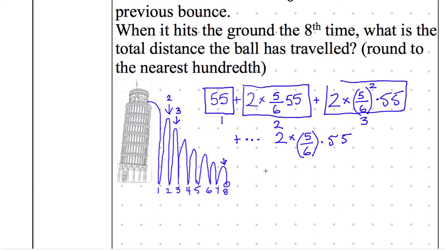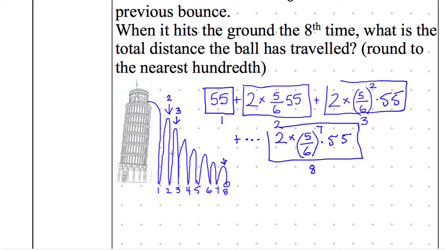Daisy, what do you think? What power should it be? Notice that for the second term, it was the power of 1. Notice for the third term, it was to the power of 2. This is the 8th term. So it should be to the power of 7. Yep, and that will represent the 8th bounce.